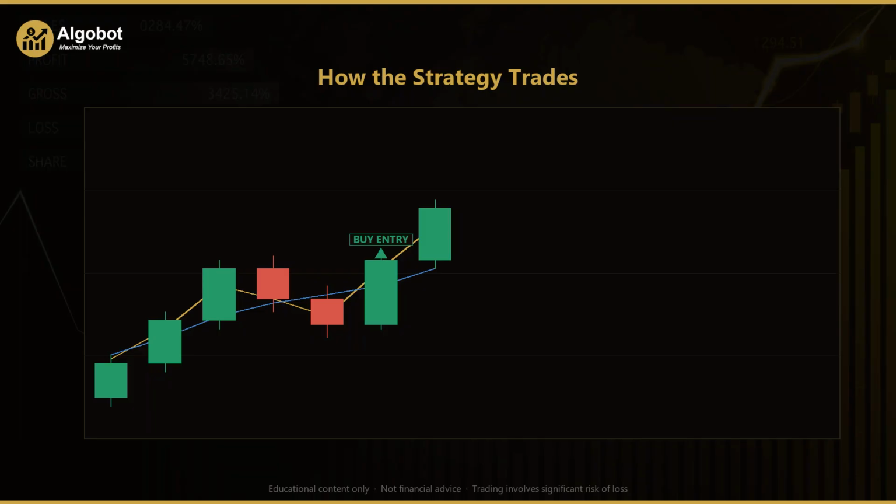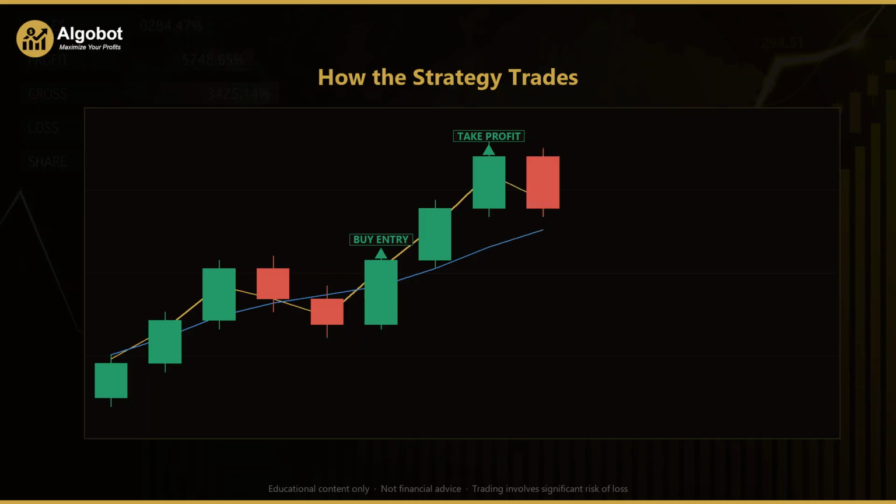Then the mood cools. On the next couple of candles, price pulls back, and the gold fast line dips down to touch and slip beneath the blue spine. This is exactly the pullback the strategy is waiting for. It is not a reversal signal. It is price catching its breath inside an ongoing uptrend, and the fast line pressing into the spine is the sign that the dip has arrived.